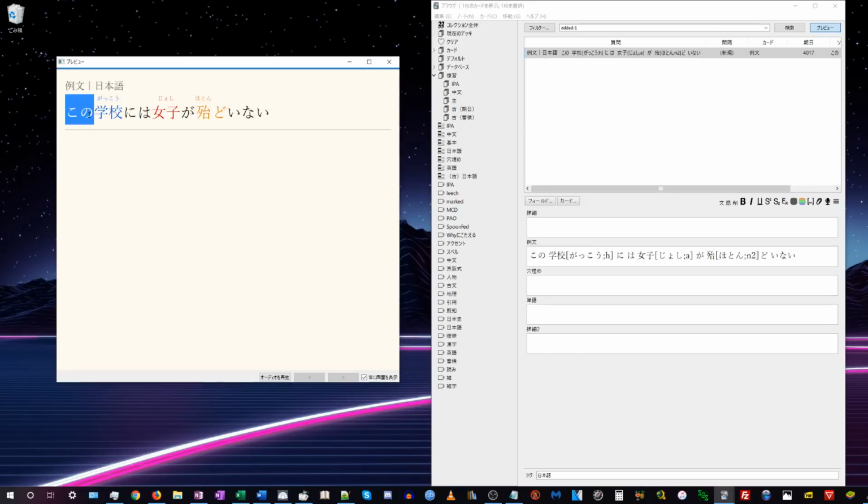So, この is not color-coded for pitch accent. Neither is いない. Now, these are not particles. Ni wa and ga are particles, and we just covered why particles are not going to be color-coded. But この and いない are not particles. They're just normal words, and they do have normal pitch accents that could be categorized into one of the 5 groups. Kono is heiban, inai is from iru, which is heiban.